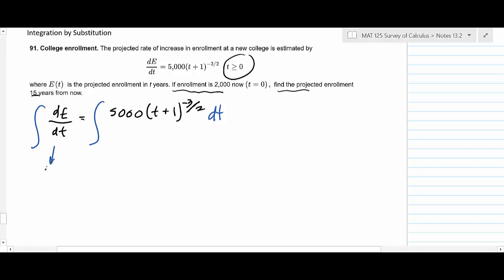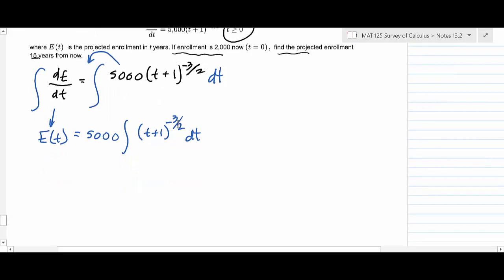E. I'm okay if you write E, but technically it's best to write E of t, kind of like the last problem where I did R of x for revenue. Now one thing you can do is bring the 5,000 out. I would generally recommend that. And then we have (t plus 1) to the negative 3 halves times dt, and that is a U-substitution integral. So we're going to focus on the U-substitution.